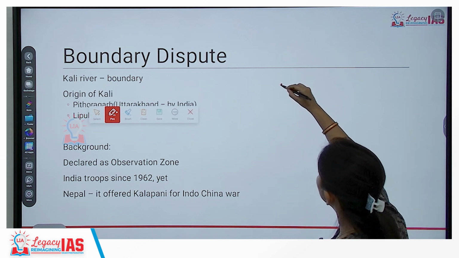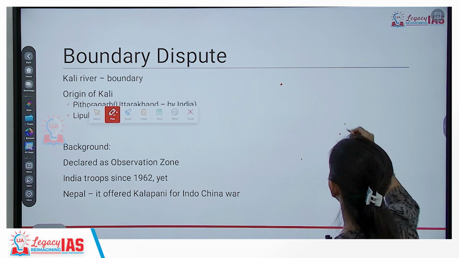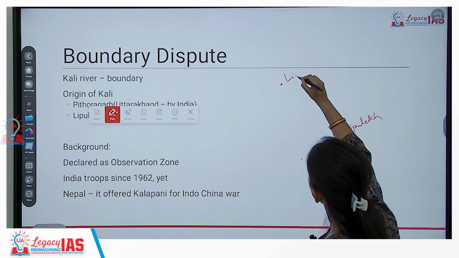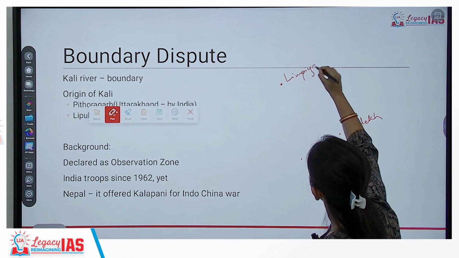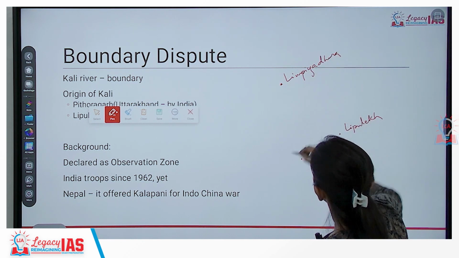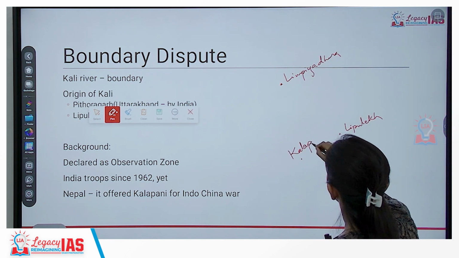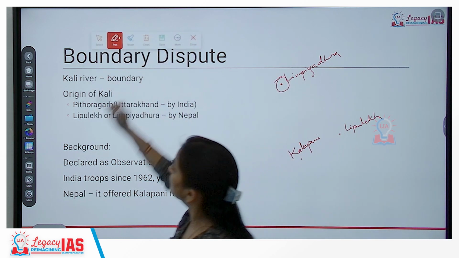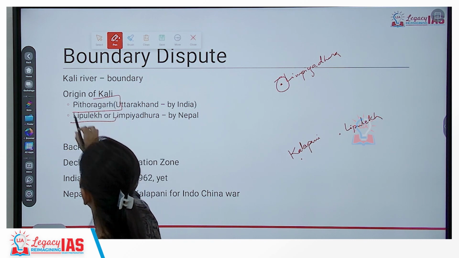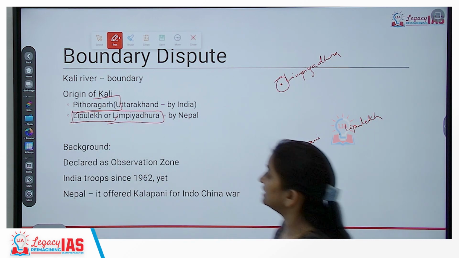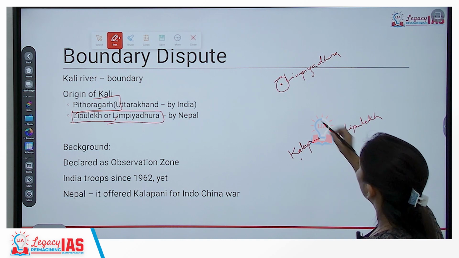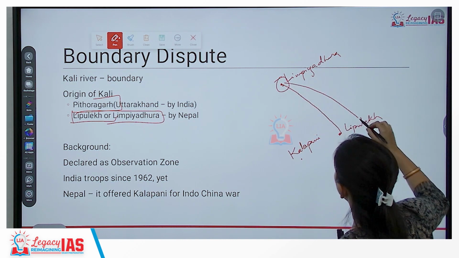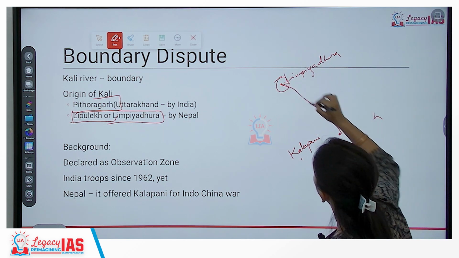So, there are three territories as we discussed. This is Lipu Lake, Limpiadhura and Kalapani. Okay? So, Nepal claims that the origin of Kali is Lipu Lake or Limpiadhura. Okay? So, because this is the origin, so this territory will also be belonging to Nepal.